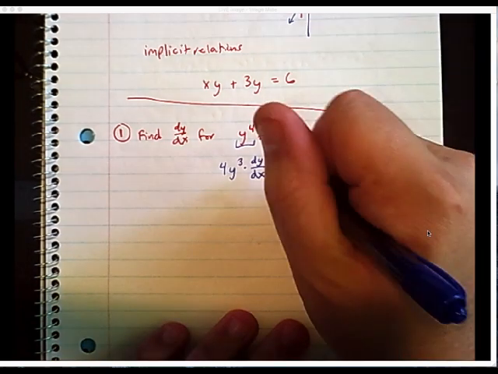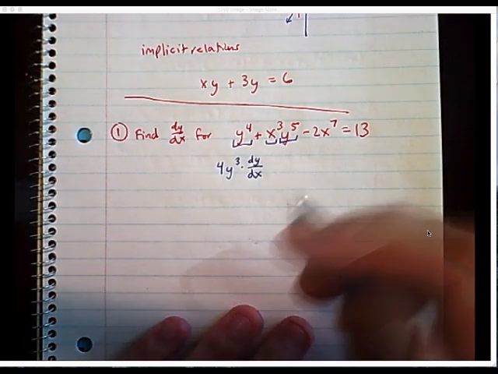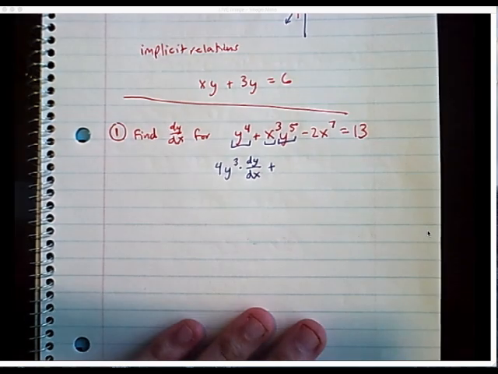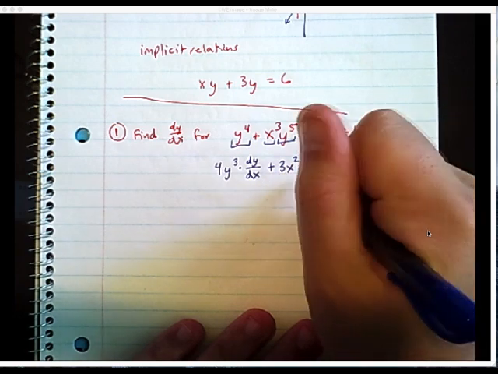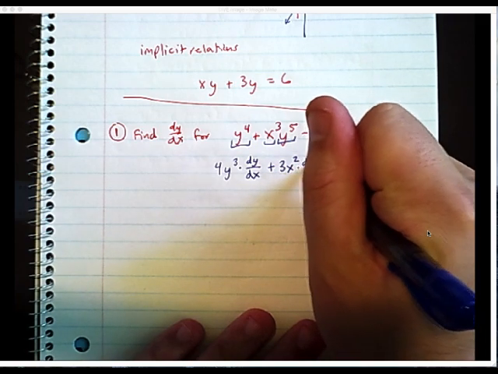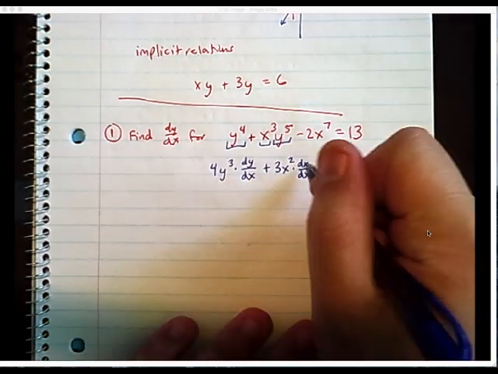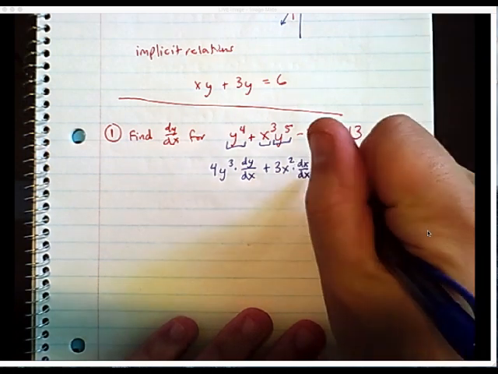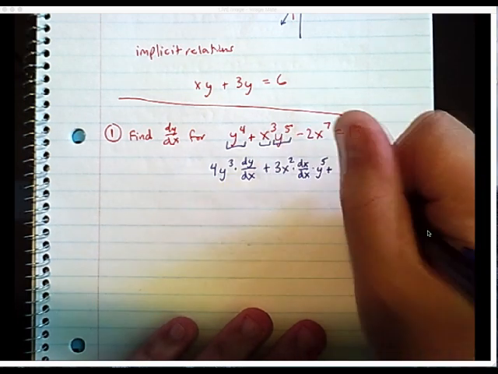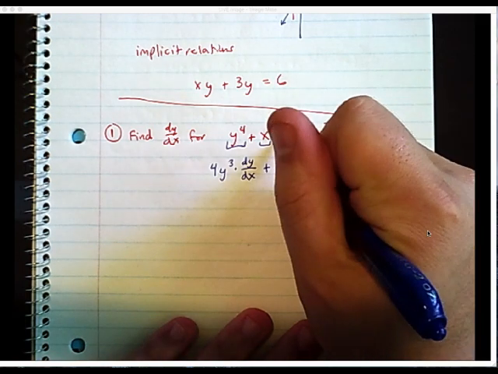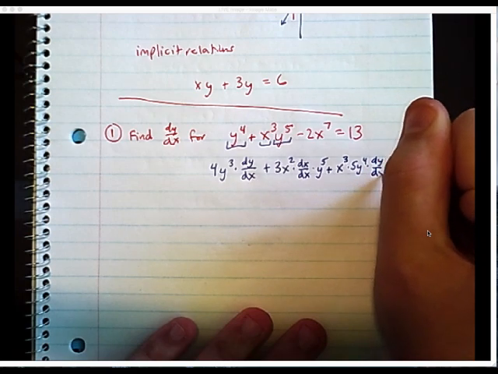Now, on the next term, if you notice, we have a product. So I have to use the product rule. Derivative of the first term is 3x squared. But now I'm taking a derivative of x with respect to x. So that's the entire derivative of the first term times the second term, plus the first term, x cubed, times the derivative of y to the 5th. So we would have 5y to the 4th times dy dx.